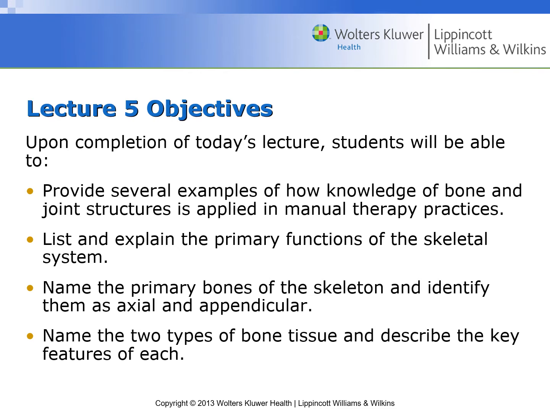In terms of our lecture objectives for lecture number 5, upon completion of today's lecture, students will be able to provide several examples of how knowledge of bone and joint structures is applied in manual therapy practices, list and explain the primary functions of the skeletal system, name the primary bones of the skeleton and identify them as axial or appendicular, name the 2 types of bone tissue and describe the key features of each.